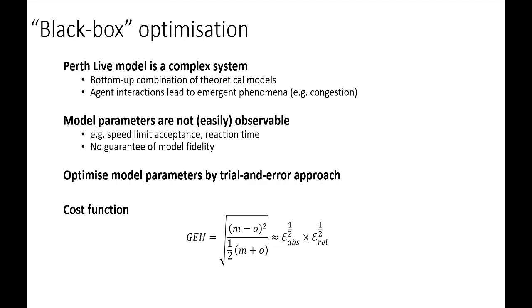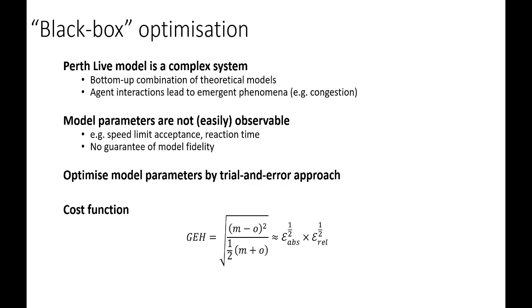The model parameters are also not easily observable in the real world. Things like jam density you could probably measure. Maximum desired speed would be very difficult to measure. The degree to which people accept or reject speed limits would be very difficult to measure. And you also have no guarantee that those physical quantities that you measure in the real world correspond to the quantities that exist within the model. Even though they have the same name or the same theoretical idea behind them, you have no guarantee that whatever you measure in the real world would carry over to this model.